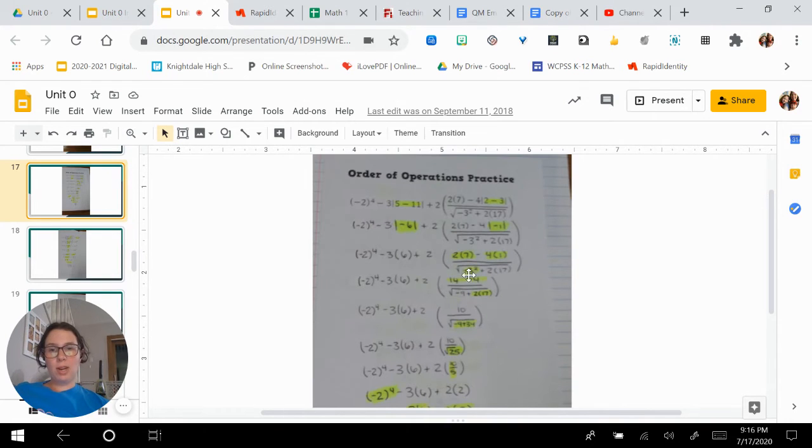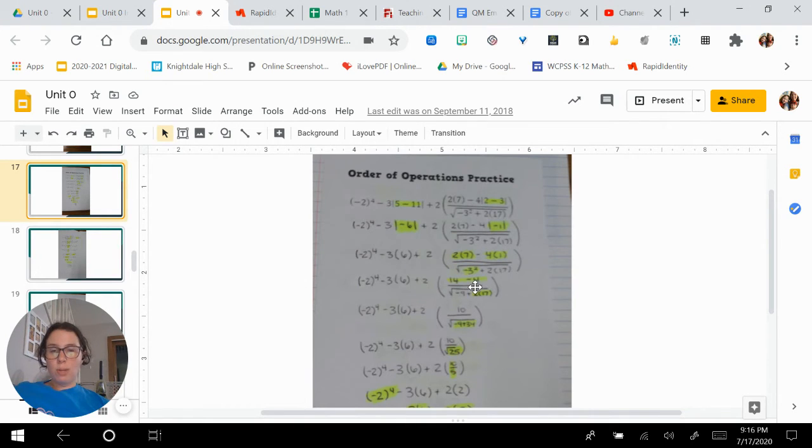So I'm going to look here. I'm going to get this really big fraction out of the way. So 2 times 7 is 14, and then 4 times 1 is 4. Don't forget to bring down the negative sign, the subtraction sign. And then now I'm doing negative 3 squared. Remember from the previous slides, that's the opposite of 3 squared. 3 squared is 9, opposite of 9 is negative 9. And then 2 times 17 is 34, okay?